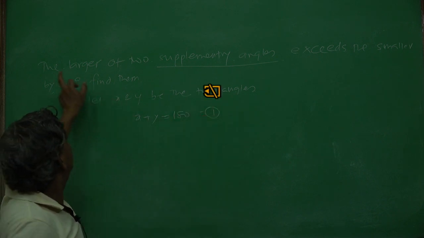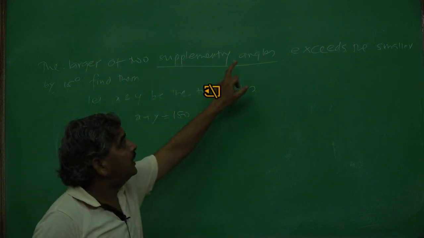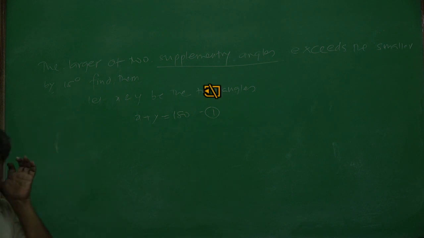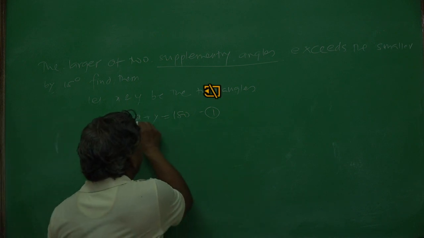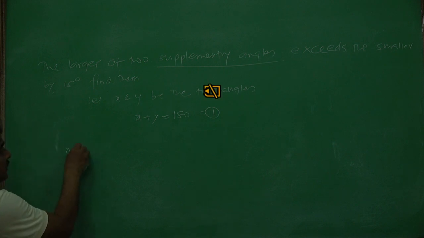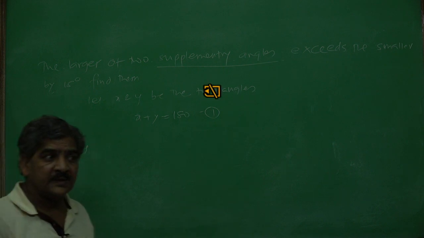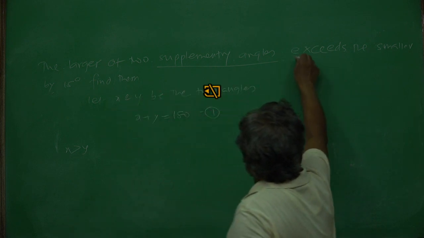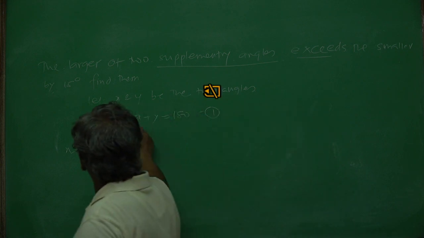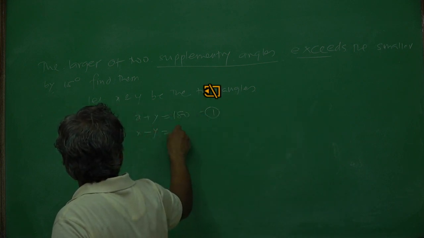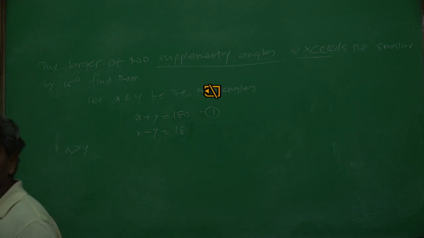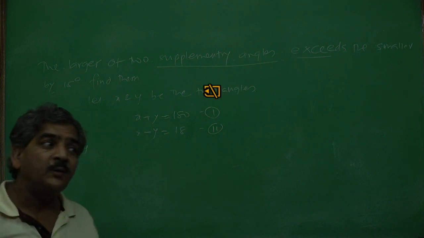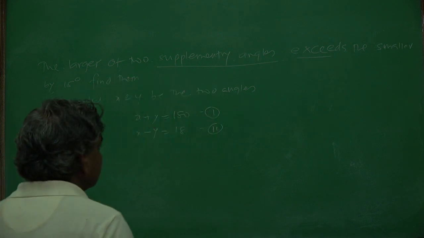Now read the next sentence. The larger of two supplementary angles exceeds the smaller by 18 degrees. What does this mean? For my convenience, I am assuming x is greater than y. X is bigger and y is smaller. So x exceeds the smaller by 18, which means x minus y is equal to 18. This is equation number 2. So I generate two equations in two variables. Solve them simultaneously. So simple.